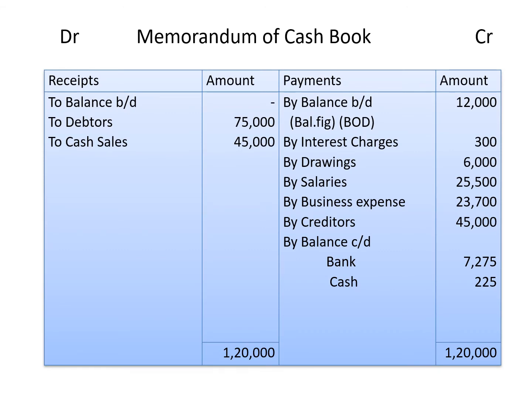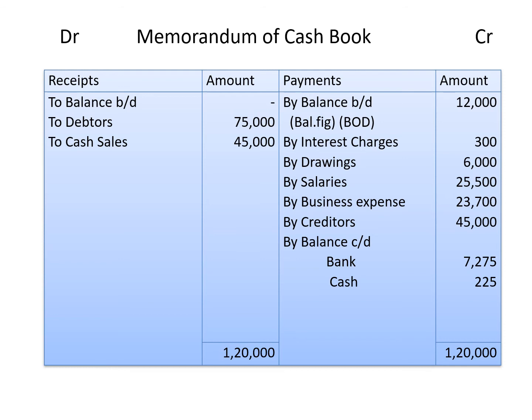We prepare the memorandum of cash book. So the first item that we bring down is the opening balance given in the problem. Make it a habit to bring down the balance whether it is given or not. If it is given, you record it. If not, you will take it as nil. So to balance brought down. In this problem, opening balance is not given, so to balance brought down is nil.